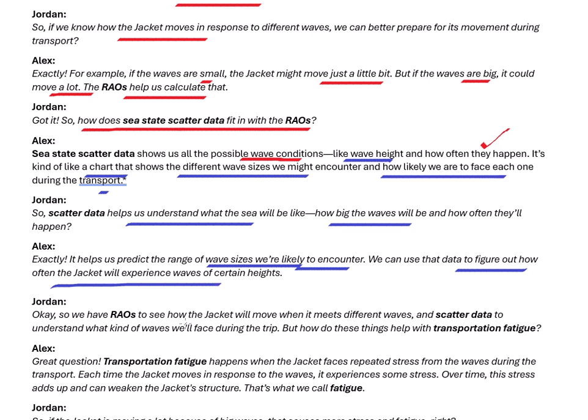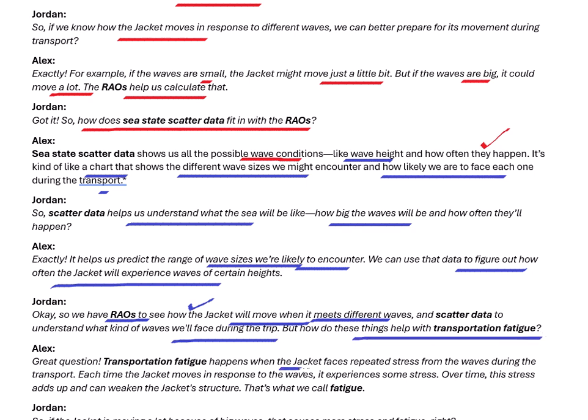Okay, so we have the RAOs for the jacket. RAOs are used to see how the jacket will move when it meets different waves. When it meets different waves, how the jacket is going to move can be taken from the RAOs. And the scatter data helps us understand what kind of waves we will face during the trip. How do these things help with transportation fatigue?